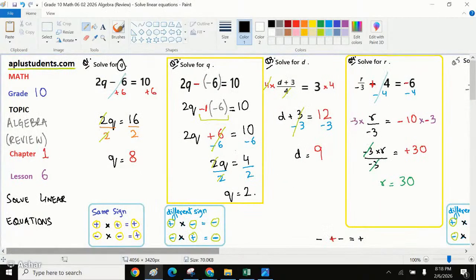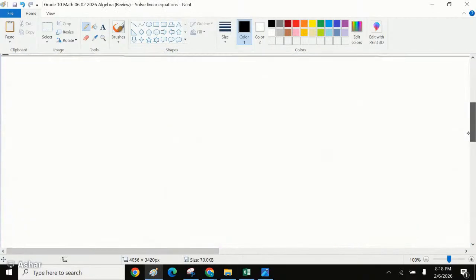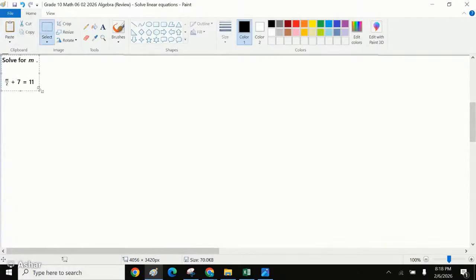Question number 9 says: solve for m. We need to find the value of m such that this is given to us. This is our question number 9. What we can do is complicate our lives. We can take the LCM first, least common divisor, then simplify. Let me just copy this. We'll see both the ways.